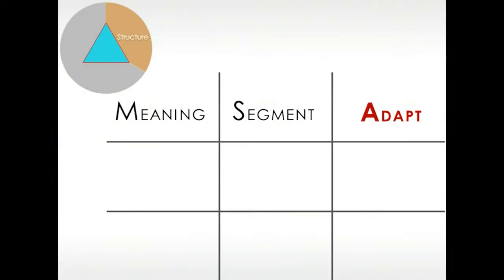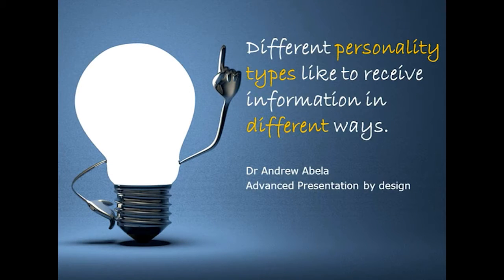The third point inside structure is adapting your presentation to suit different personality types. And here's the brain rule. Different personality types like to receive information in different ways. So you might be the sort of person that likes a lot of detail in a presentation, but there will be people in your audience for whom the big picture is the important thing. You might be the sort of person that makes decisions based primarily on facts, but there will be people in your audience for whom emotional considerations are more important.